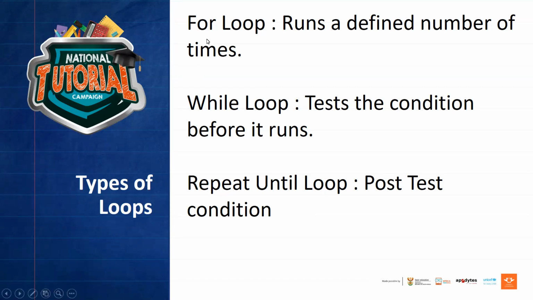Iterations are loops. We have 3 types of loops. We have what is called a for loop. We have what is called a while loop. We also have the third one that is called a repeat until loop. So these are the 3 different types of looping, or 3 different types of iteration.